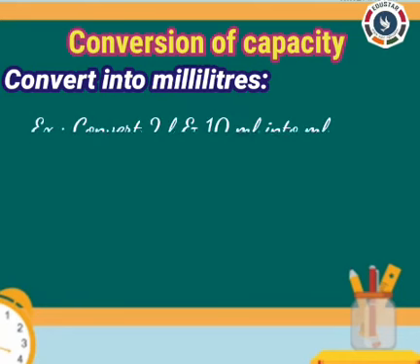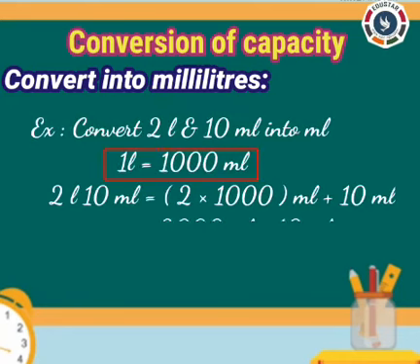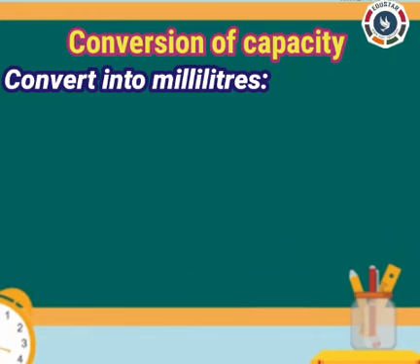Now convert 2 liter 10 milliliter into milliliter. We know 1 liter is equal to 1000 milliliter. 2 liter 10 milliliter is equal to 2 into 1000 milliliter plus 10 milliliter. If we multiply, we will get 2000 milliliter plus 10 milliliter. If we add these two, we will get 2010 milliliter. Therefore, 2 liter 10 milliliter is equal to 2010 milliliter.